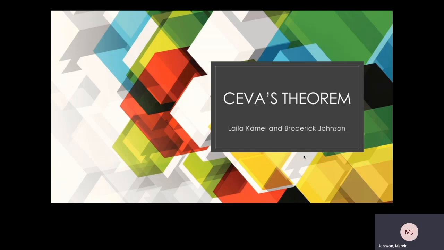A Cevian is any line that goes from one vertex of a triangle to the opposite side of that triangle. Now, you might recognize the famous lines known as medians, altitudes, and angle bisectors are all Cevians. And you might know that the medians of a triangle are all concurrent, meaning they all intersect at the same point. This is also true of angle bisectors and altitudes. And these facts then go on to serve as foundations for other discoveries in geometry. And at the base of all of this is Ceva's theorem, which we're going to talk about today.